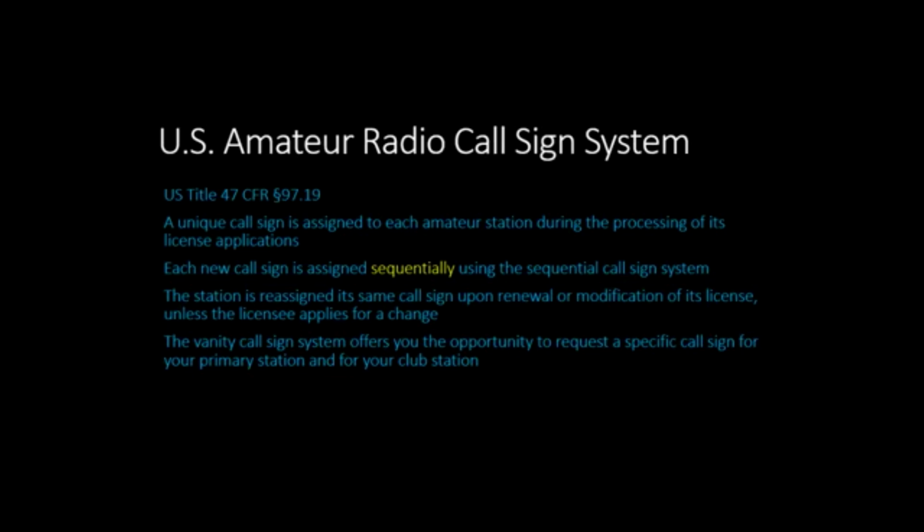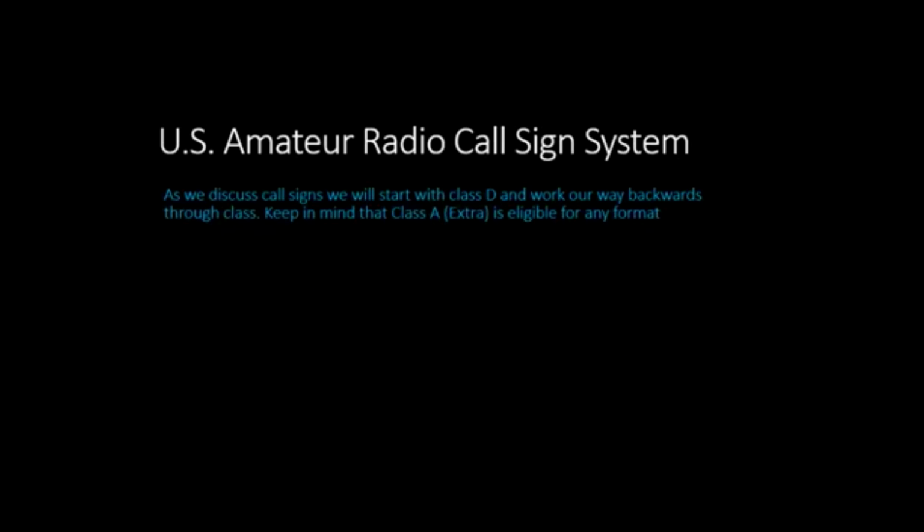You do have to request a call sign that formats according to call signs in the United States. All right. As we discussed, call signs, we'll start with Class D and work our way backwards through the classes. Class A, extra. If you're an extra class, you're eligible for any format of call signs. Just seeing you're an extra class, you're definitely eligible. If you want a 2x2 that used to be formatted for the advanced system, that kind of thing, you're definitely eligible for that as well.